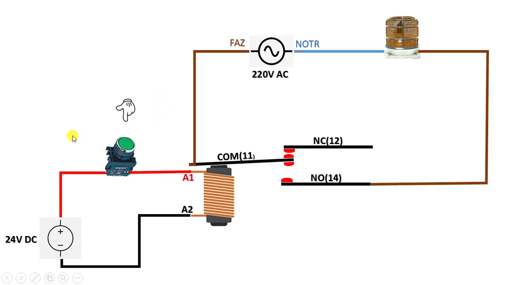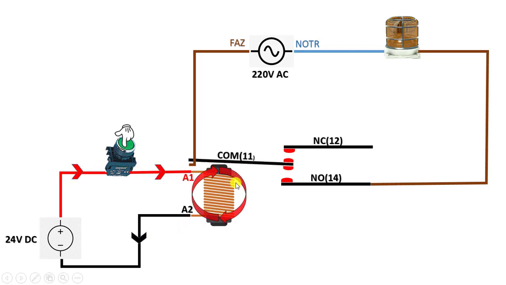When I trigger the start button, my coil will be energized with 24-volt DC. Then the magnetic field in the coil will pull the contact towards itself in this way. And my open contact will become closed. As a result, my load will be energized and the lamp will light up. My closed contact also became open. As you can see, the basic logic is, when the coil is energized, the closed contact becomes open. The open contact becomes closed. And in this way, I have provided the control process, friends.